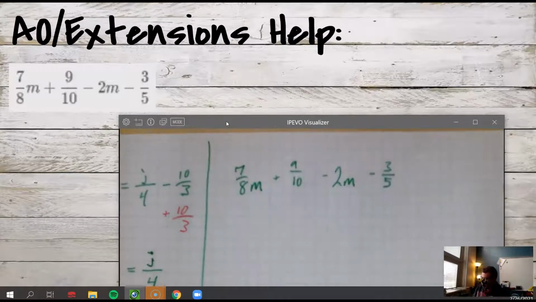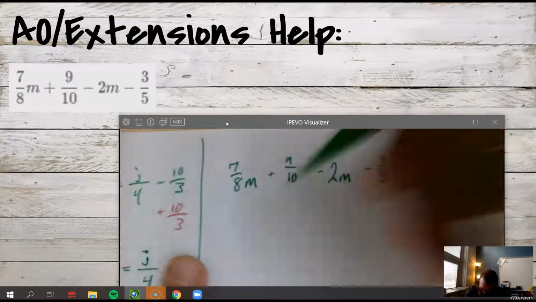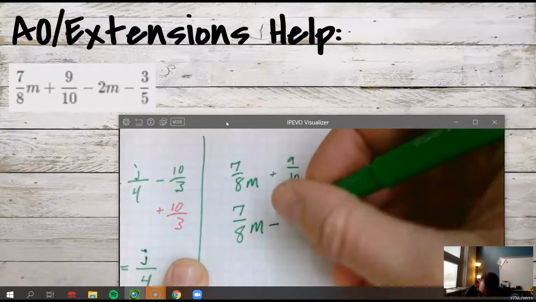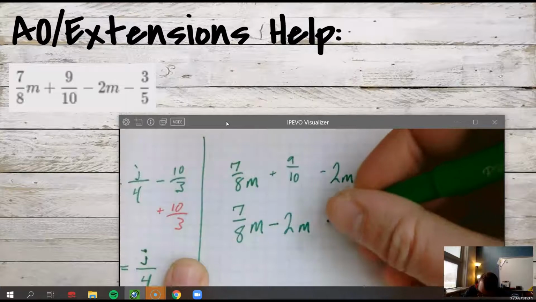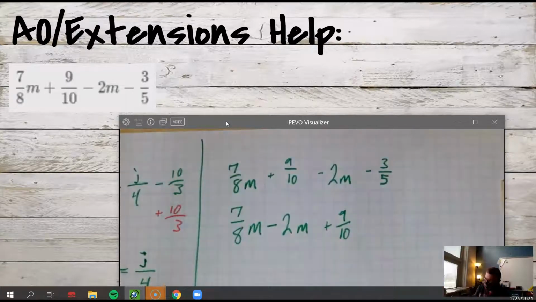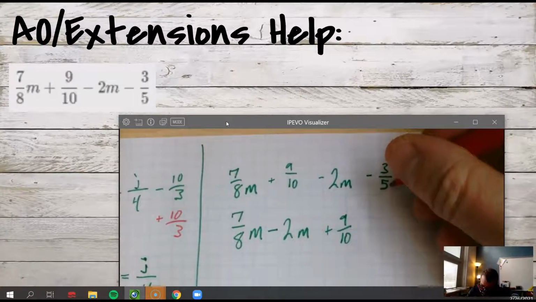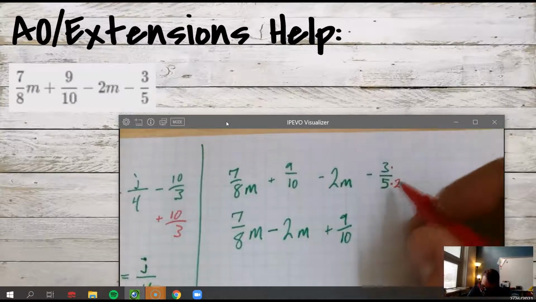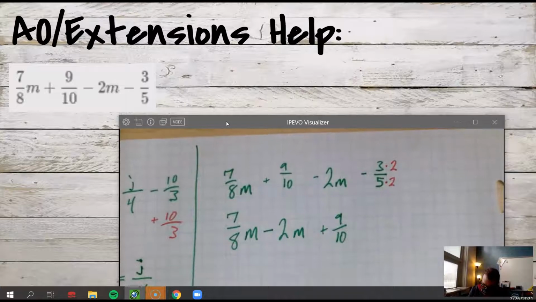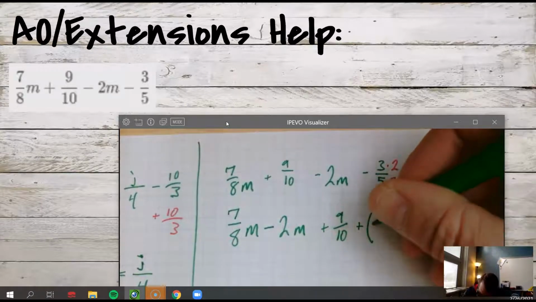Alright. So, I've got two m values, so it'd be better to write those next to each other. 7/8 m and a negative 2m or a minus 2m, however you want to talk about it. And then we have a positive 9/10 and a negative 3/5, but I'm going to think about, well, if the 3/5 and the 9/10 are going to work together, we should probably establish a common denominator. And I can turn 5 into 10 by just multiplying by 2. So, make sure you bring the sign with it. It's actually a negative. So I'm going to go ahead and just write plus a negative for this one.